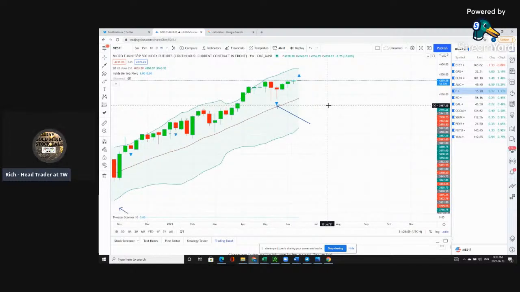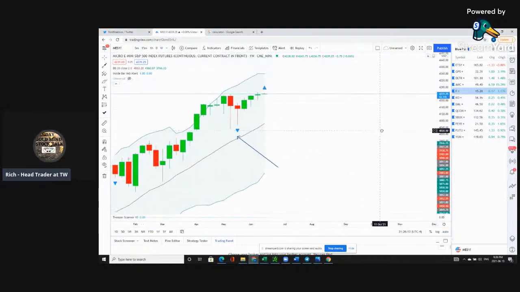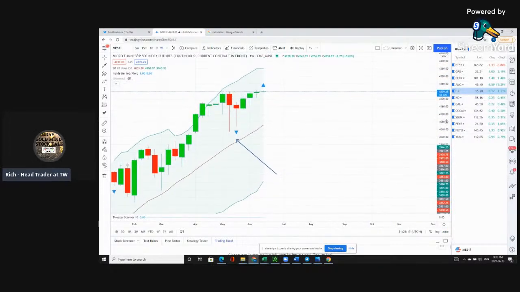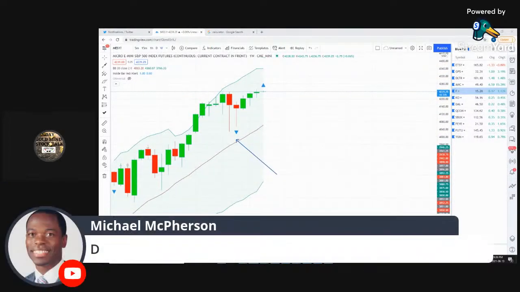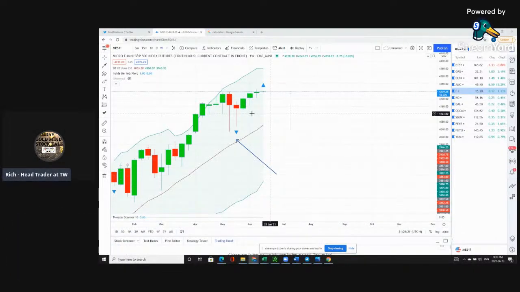So Nathan says weekly. Yeah, I really like the weekly. I advise you guys, if you're not using the weekly, to check it out. Daily from Mike. Yeah, daily is also very powerful, especially when you get the inside bar pattern showing up on the daily, or the double inside bar patterns on the daily. It becomes very, very, very powerful.